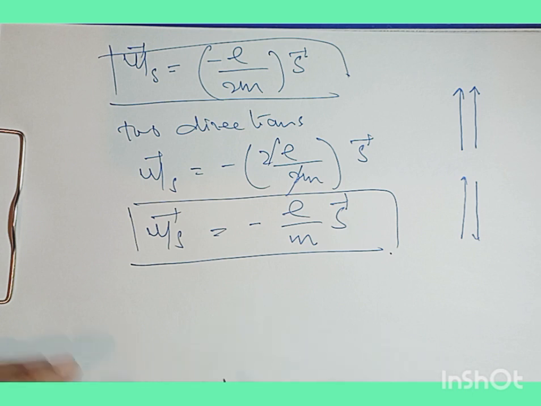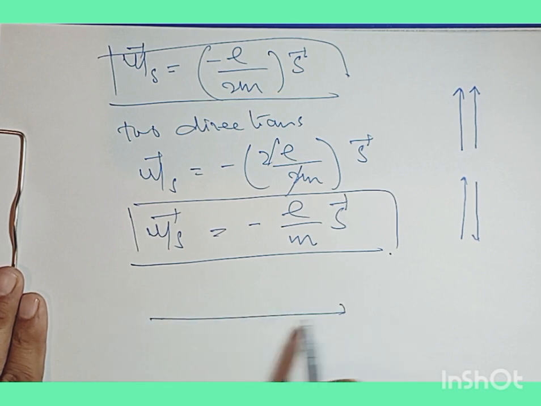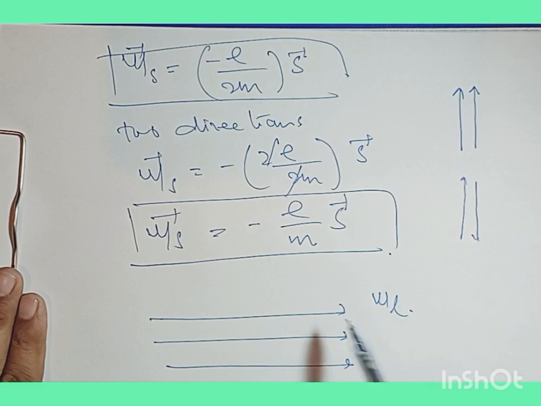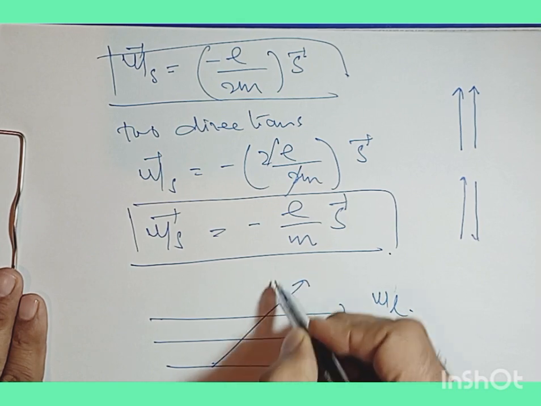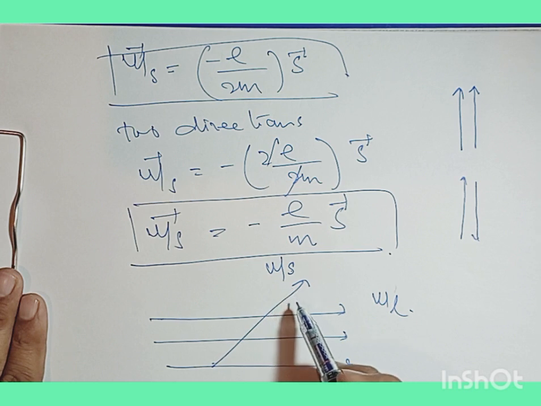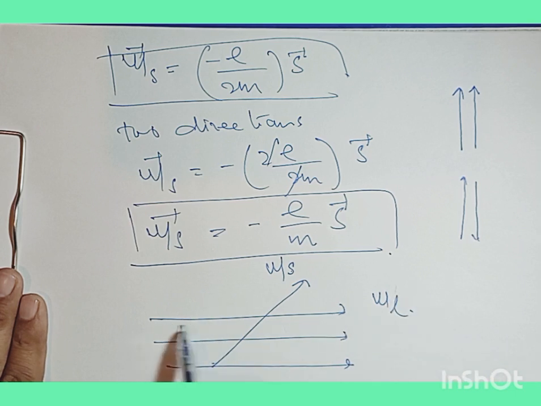Now, suppose this is mu L, the magnetic moment due to the orbital motion of this electron, and we have mu S, which is the magnetic moment due to the spin motion of this electron. If this is the case, there has to be a magnetic field. That's why I'm showing the lines of this magnetic field.